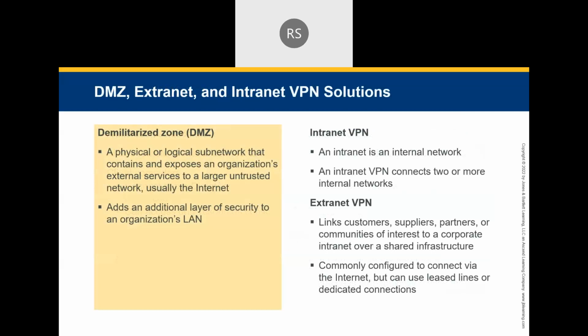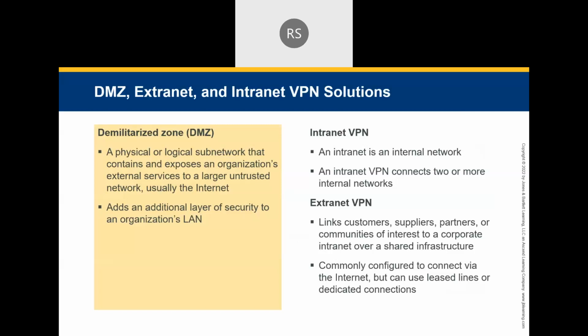A DMZ is a physical or logical subnetwork that's going to sit between an organization's internal network and a larger, untrusted network, typically the internet. It hosts and exposes the organization's external-facing servers, such as your web server, email servers, and DNS servers, to external users. But it adds an additional layer of security by segregating the external-facing services from the internal network. And this reduces the risk of unauthorized access to your sensitive internal resources.